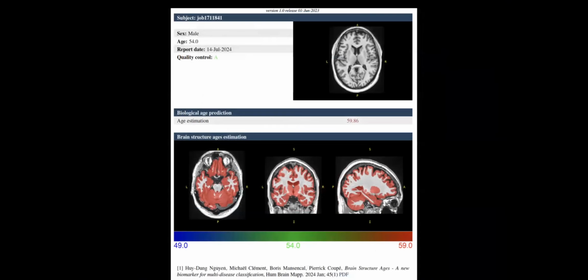And so this is an example of an individual who had a brain age assessment off of their T1 weighted scan. We can see that their chronological age was 54 years of age and that their brain age estimation was 59.86. And so what does that mean? That means this individual is almost 6 years older than their chronological age. They have a positive brain age gap. They're aging in an abnormally accelerated way.